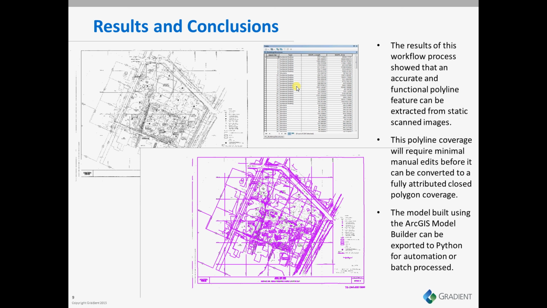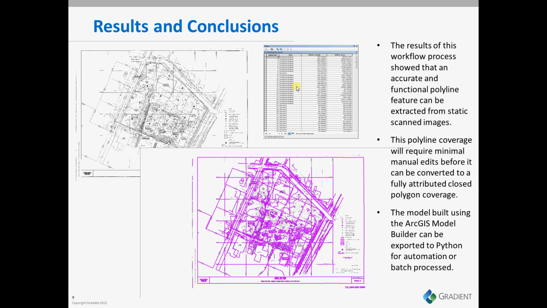I found that in this workflow, the polyline coverage did require minimal edits at the scales at which I'm working. I think if you need to get in closer and work with larger scales, then you probably need to process it a little bit more. But at the scales I'm looking at, which are 1 inch equals 100, 1 inch equals 200, the polylines are fine.